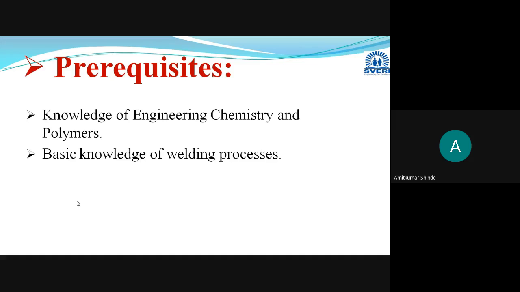Then for better understanding of welding of plastic materials, some prerequisites are there. In those prerequisites you should have basic knowledge related to plastic materials, means their classification and their basic compositions, and after that basic knowledge related to welding processes. I think basic knowledge of welding processes you have studied in your first year or second year. This part you are already aware of.